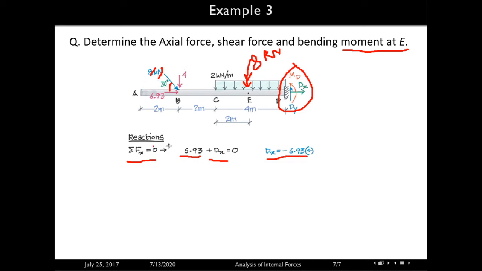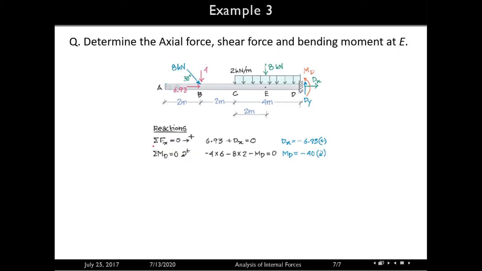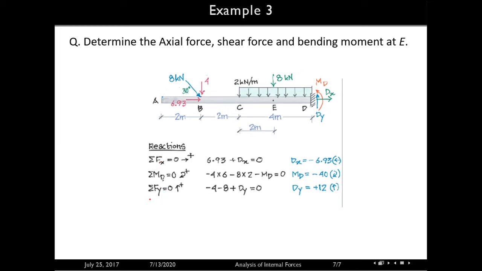And next, applying summation of Fy. Here we applied summation of moment first, but it's up to us; we can apply summation of Fy first. So, applying summation of Fy, we can see in this entire beam 4 kilonewton is acting downward, so minus 4, 8 downward, that's minus 8, and Dy upward, that means plus Dy. So from here we can calculate the value of Dy, which is plus 12.